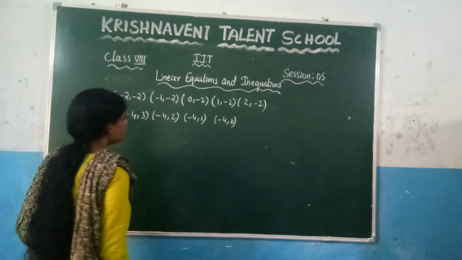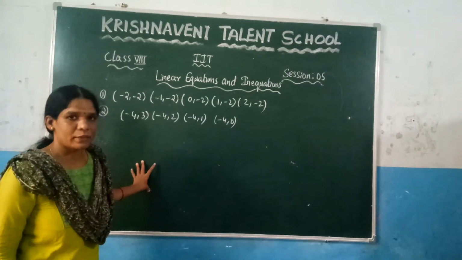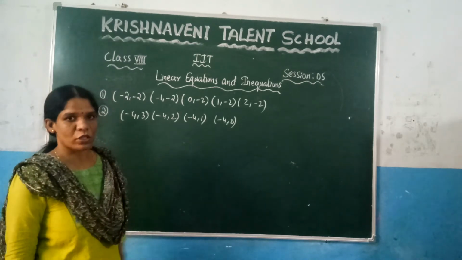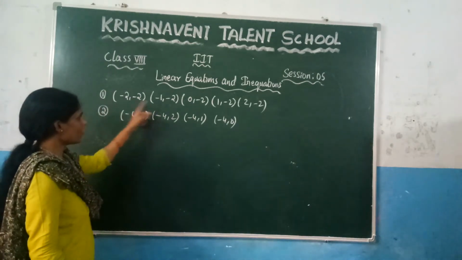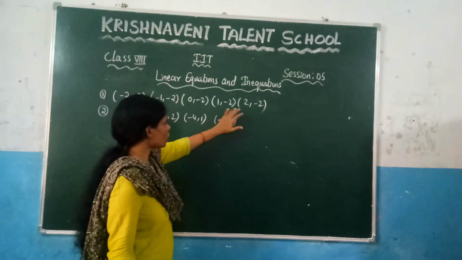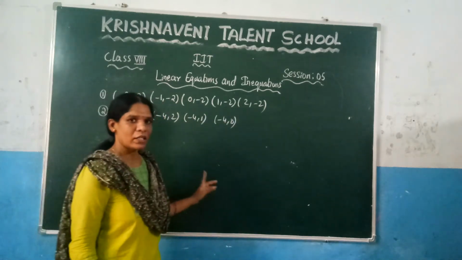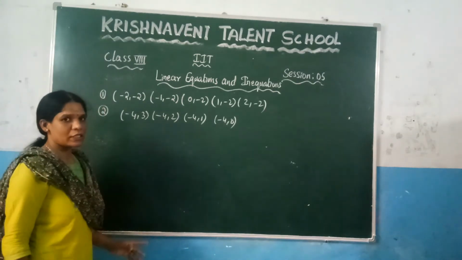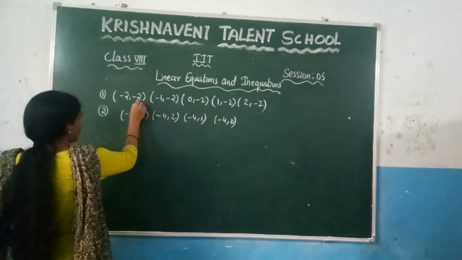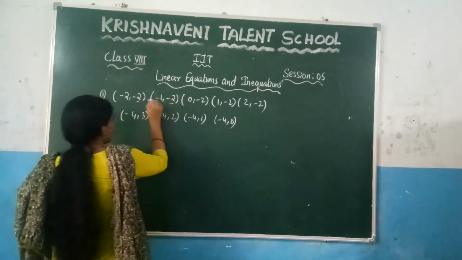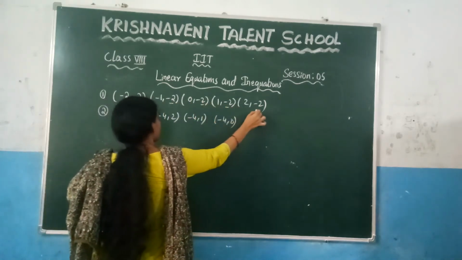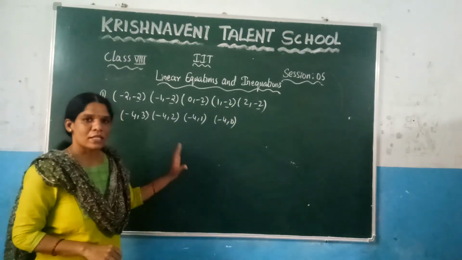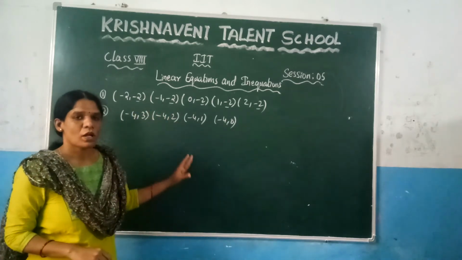Suppose you want to plot these points on a coordinate plane. Let us plot, and after that we get one conclusion based on these points. If you want to plot all these points on only one coordinate axis, how do you plot it? You can observe here that the y coordinates are the same: -2, -2, -2, -2, and -2.